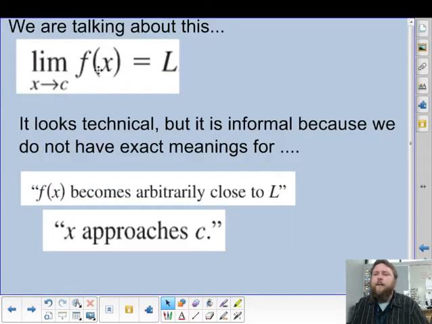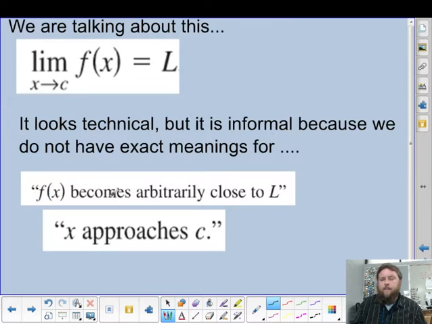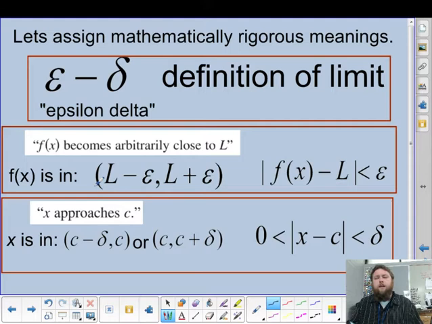The limit of f of x as x approaches c equals L. It looks really technical, but it's kind of informal because we don't have exact meanings for some things. Like, what's "f of x becomes arbitrarily close to L"? Well, how close to L is it? And x approaches c, but how close is approaching to c? We need to use some mathematically rigorous meanings of this.